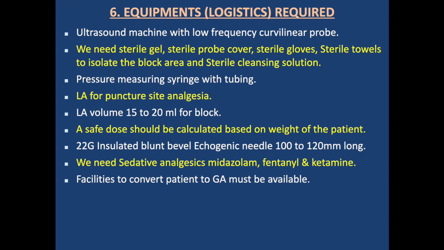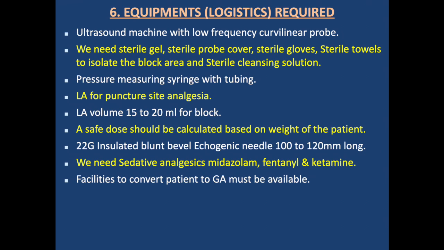Equipment and logistics required. Ultrasound machine with a high frequency linear probe. We need sterile gel, sterile probe cover, sterile gloves, sterile towel to isolate the block area, and sterile cleansing solution. We need a pressure measuring syringe with tubing. We need local anesthetic for puncture site analgesia.